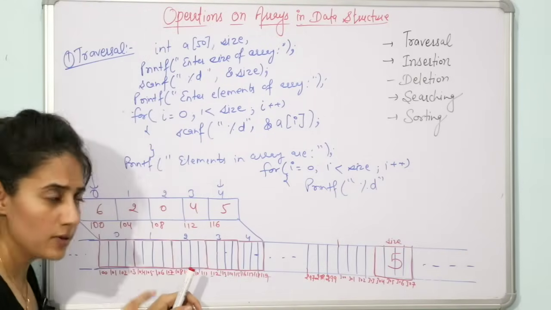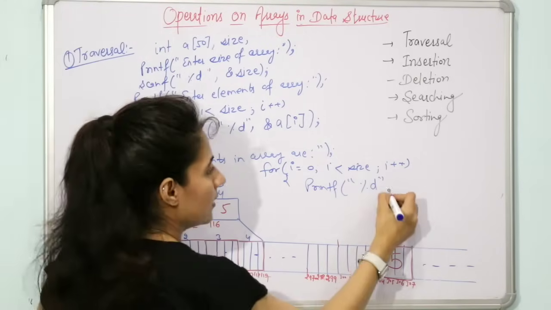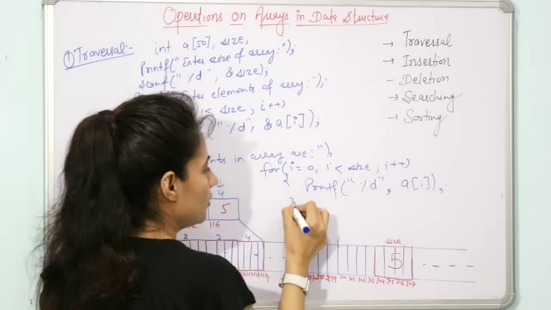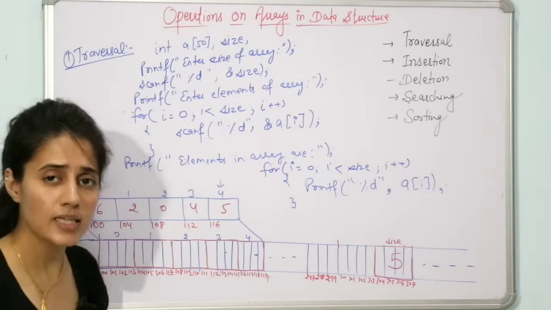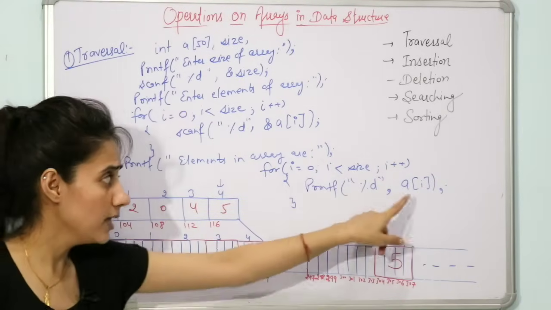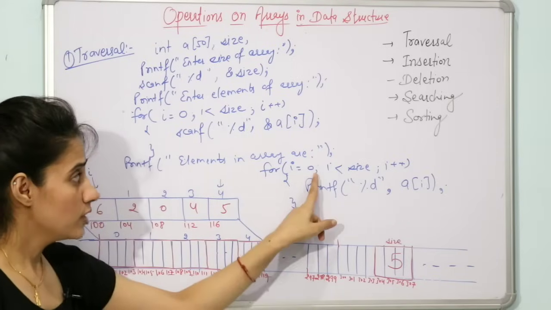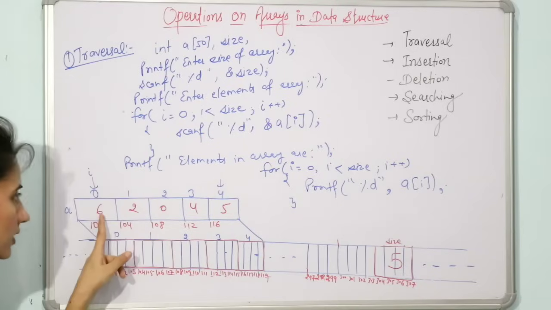Percentage d is for integer because the data type is integer, and here you simply write a[i]. Because in the previous video I told you that for accessing an element of the array, you simply write the array name and, in brackets, the index. So i would be 0, then a[0] would be printed, this 6.